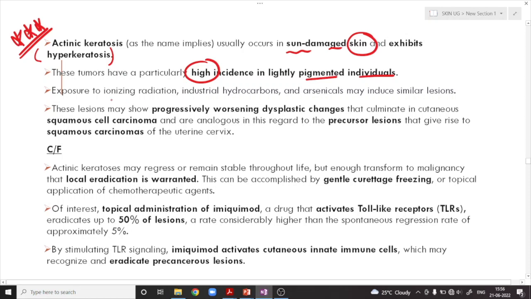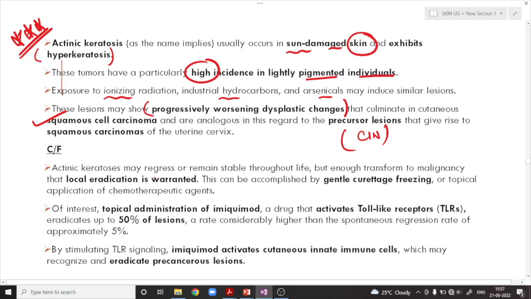Other risk factors include exposure to ionizing radiation, industrial hydrocarbons, or arsenics. The lesions may show progressive worsening, characterized by dysplastic changes that might ultimately lead to cutaneous squamous cell carcinoma. In this way they are very much analogous to the precursor lesions, that is the CIN, that we see in the uterine cervix. So actinic keratosis can be regarded as a precursor of squamous cell carcinoma of the skin, very much like the precursor lesions like the LSIL and HSIL that we see in squamous cell carcinoma of the uterine cervix.